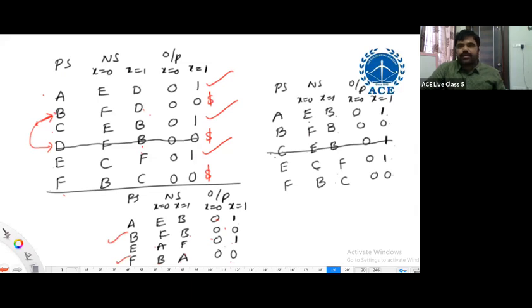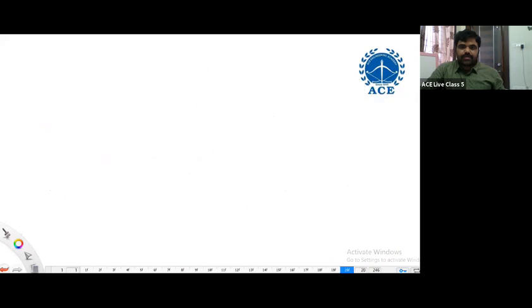Next, we start with the CMOS logic families. What is CMOS? Complementary MOS, in which we have N-channel MOSFETs as well as P-channel MOSFETs.